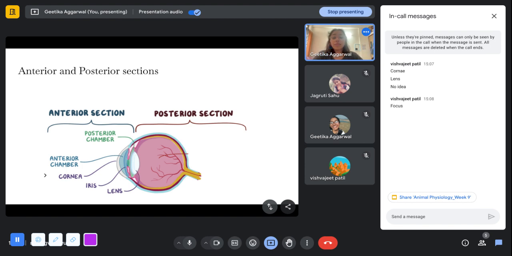The anterior chamber is filled with something called the aqueous humor, and the posterior chamber is filled with something called the vitreous humor. The vitreous humor is more jelly like, and the aqueous humor is more watery in consistency. So these are the different sections of the eye, and it is important to remember what the different fluids are called which fill the anterior chamber and the posterior chamber.